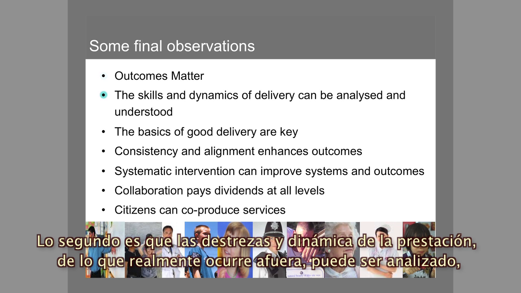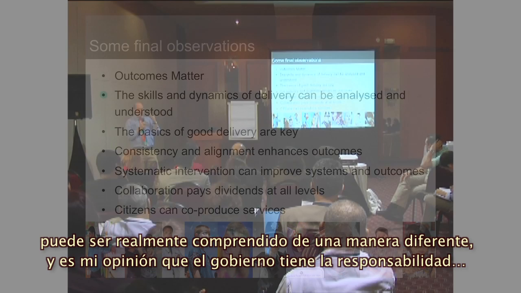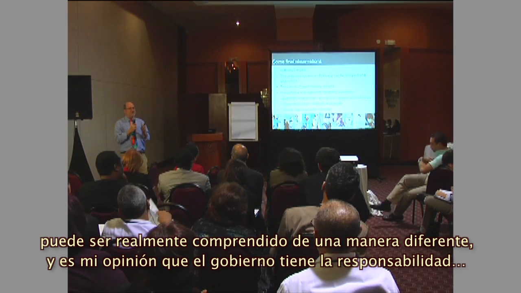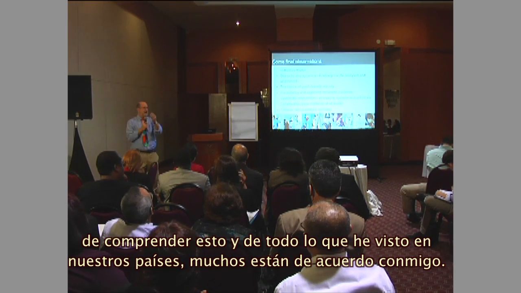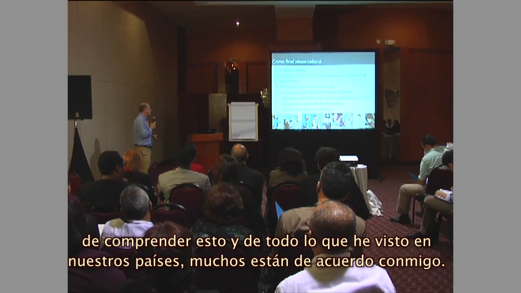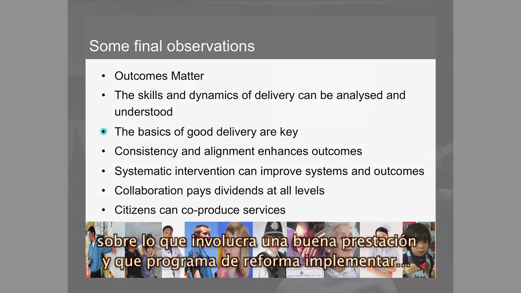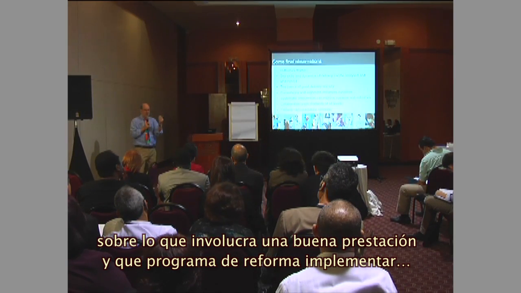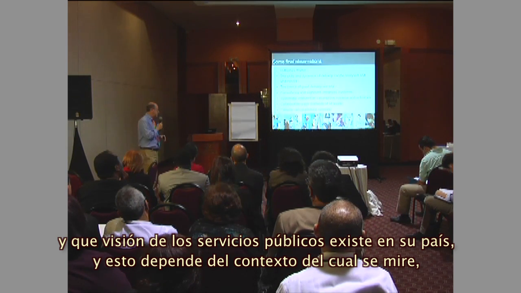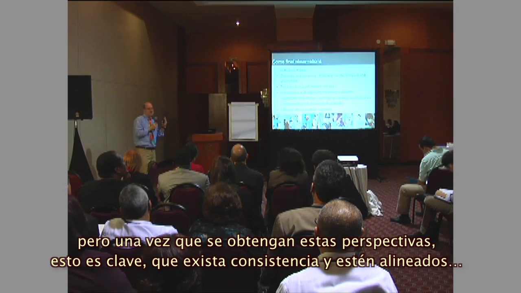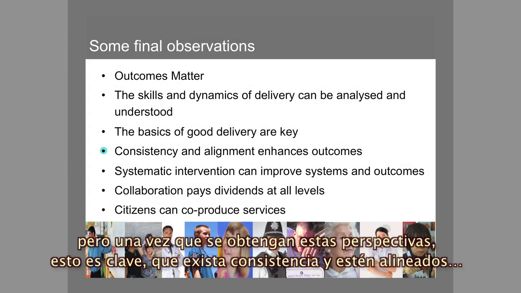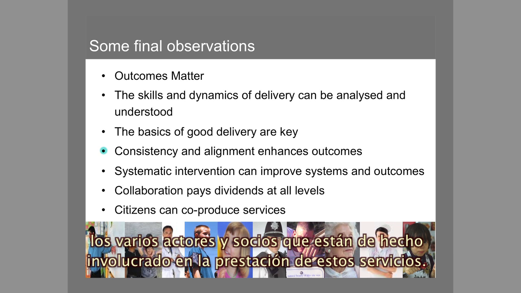The second is that the skills and dynamics of delivery, of what's actually happening out there, can be analyzed, can be understood in a different sort of way. And it is my view that government has a responsibility to understand that. And from everything I've seen within your own countries, that's shared. The third is that the basics of good delivery, which I shared with you at the beginning, are key. You need to have a view of what comprises good delivery and what reform program, what view of public services you and your individual country, and it is contextual, are taking. But once you've taken those views, what's key is that there's a consistency and an alignment of all of the various actors, all the various partners who are involved in the delivery of those services.